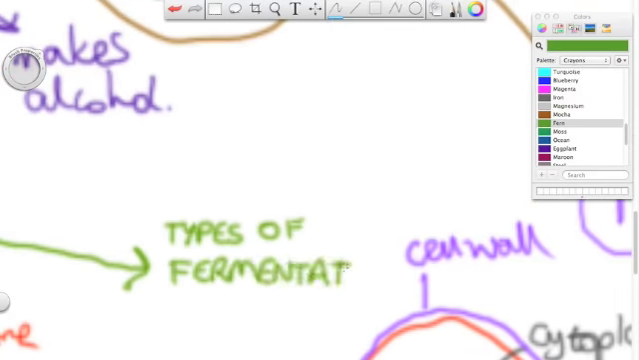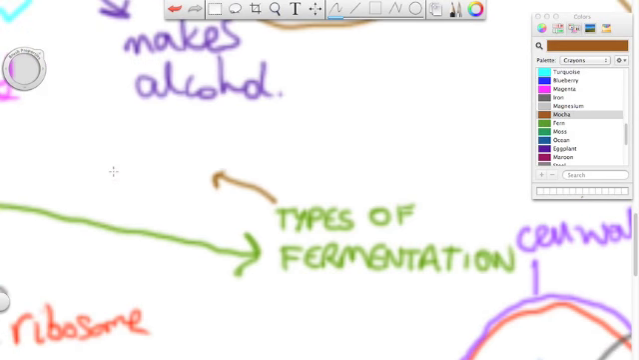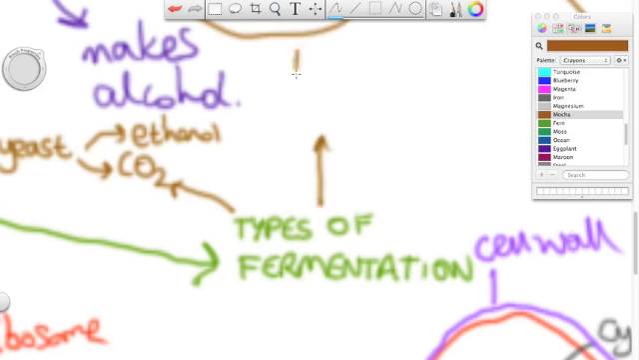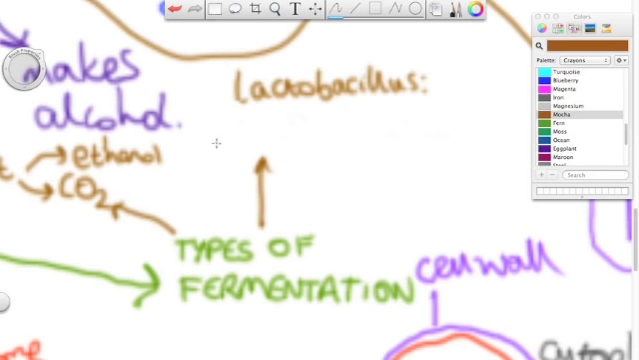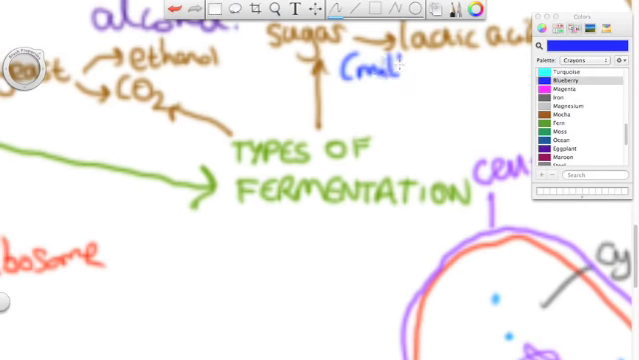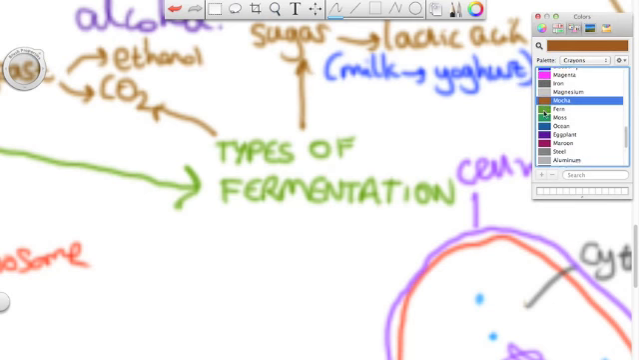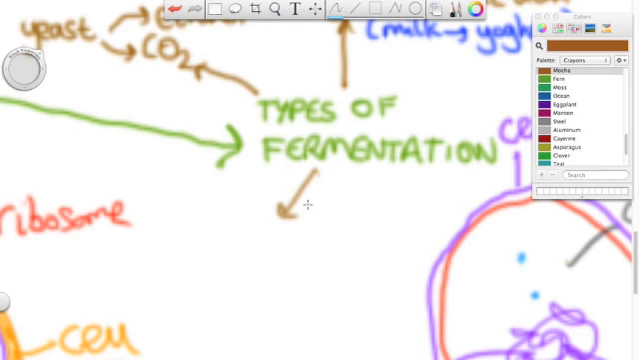Now, you do need to know about fermentation. So fermentation is anaerobic respiration, and of course we've just said that yeast produces ethanol and carbon dioxide used in bread and alcohol. Lactobacillus, you have to know, uses sugar and it forms lactic acid like our own human bodies do, and that's enough to make milk turn into yogurt.